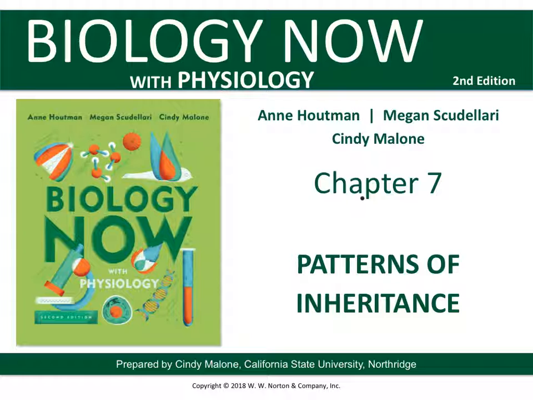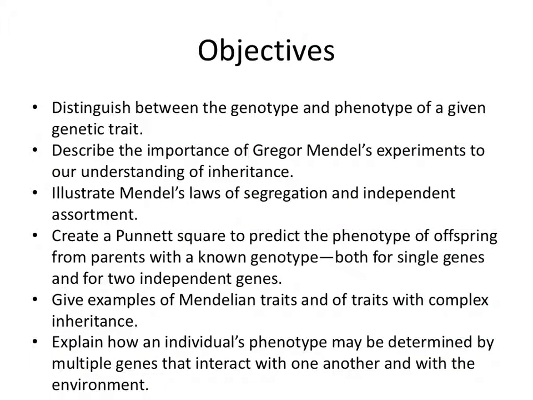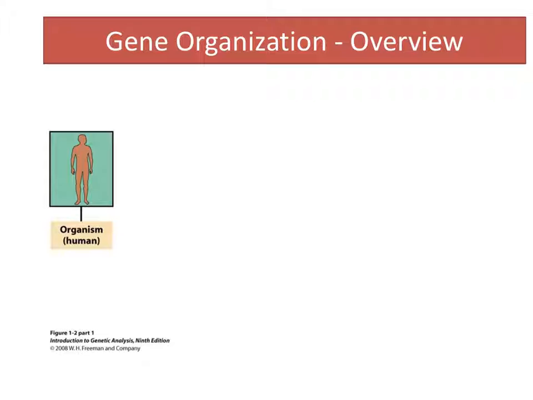We're moving on to Chapter 7. This will not be on the exam next week. It's about genetics and inheritance. And these are the objectives. You can read them on your own. We're going to go through all of these things.